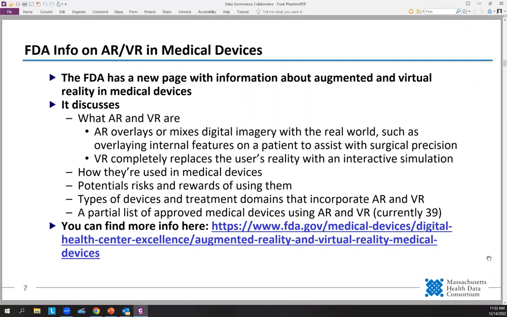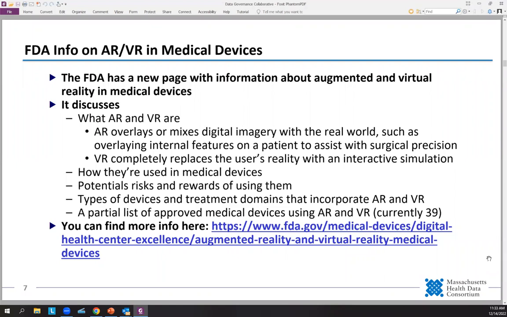They talk in particular about how they're used in medical devices. And then they have some discussion of the potential rewards and risks of using both of them. And they talk a little bit about the types of devices and treatment domains, and it's pretty broad, actually. And then they look at a partial list of approved medical devices, which they plan to update. This is an automated list, so they say it's not complete because they base it on descriptive terms in overview descriptions. So there may be devices that are approved that use AR or VR that don't highlight it in the little bit of text that they're automatically searching through to pull stuff out. So they say it's not a complete list, but it gives you a sense of some of the types of devices that have been approved that use either technology.